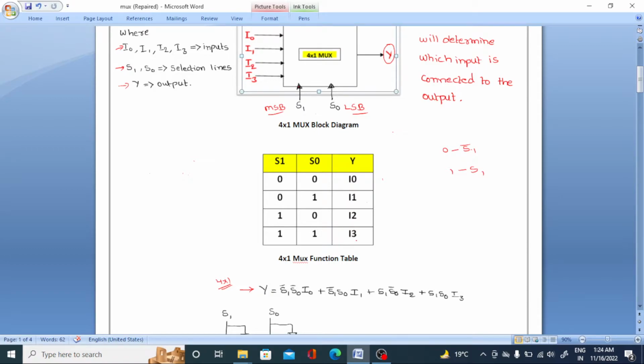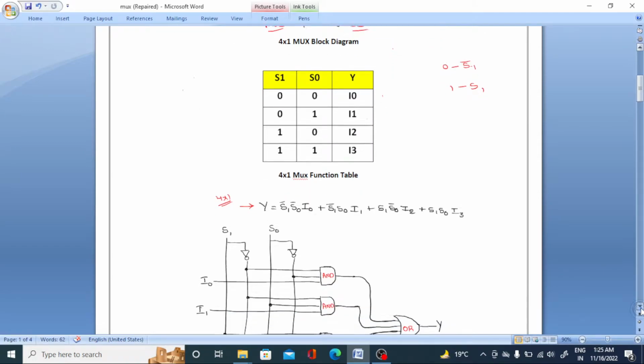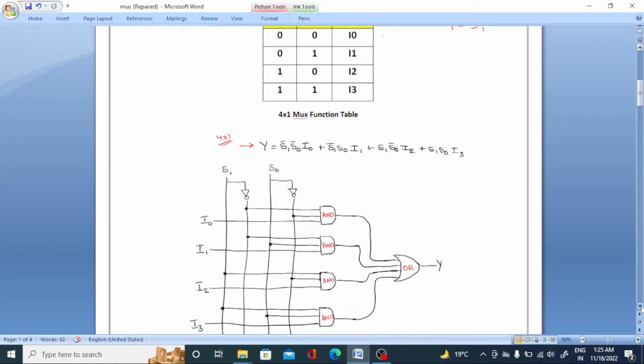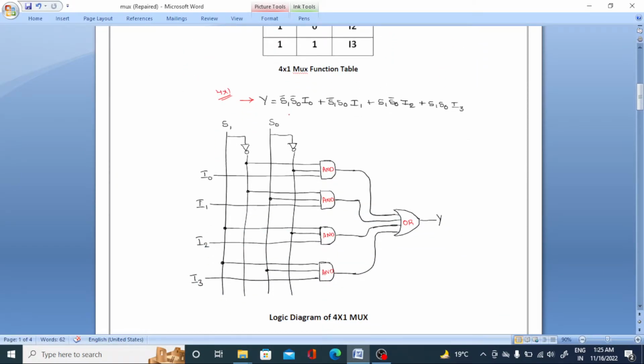the 1 1 combination, in which I3 is activated. That means the output is I3. So like that, S1 and S0 into I3. This is our complete 4 by 1 multiplexer equation, based on the selection lines: 0 0 combination, 0 1, 1 0 combination, 1 1 combination. Hope you understand. If 0 is there, that is bar, that you can observe here.